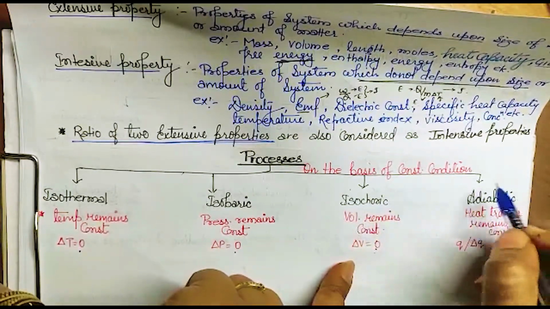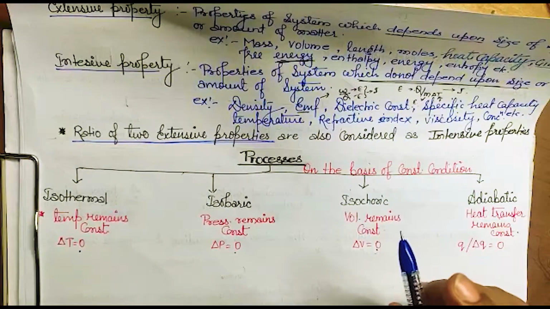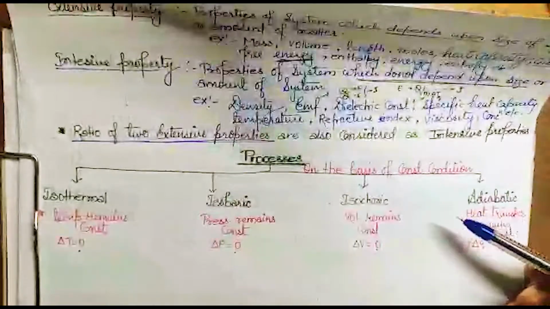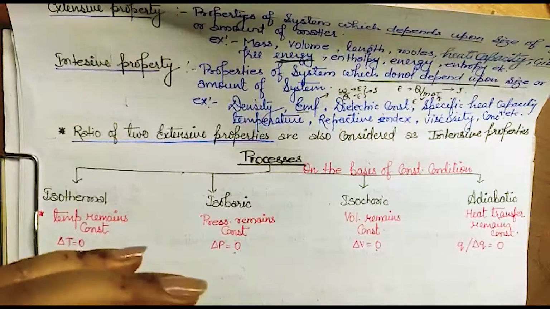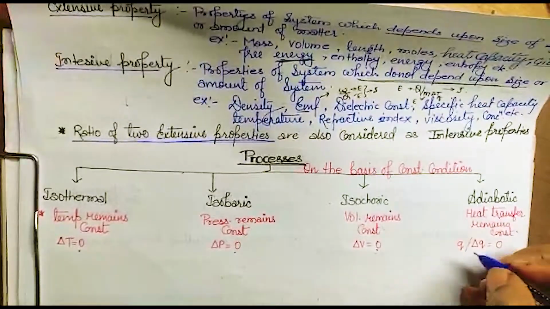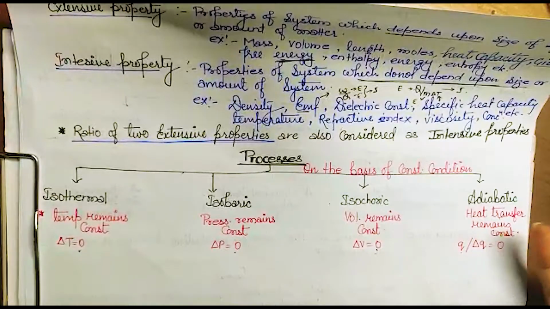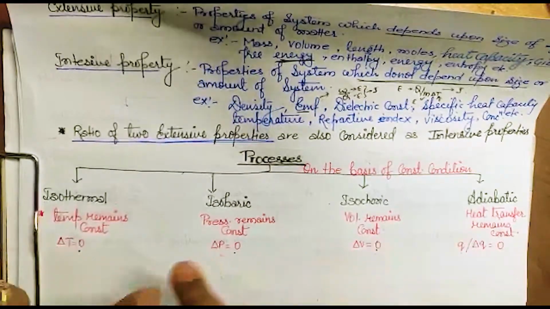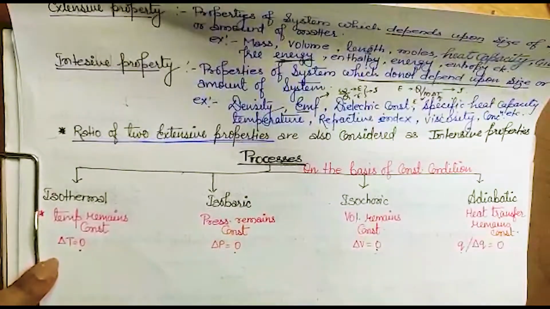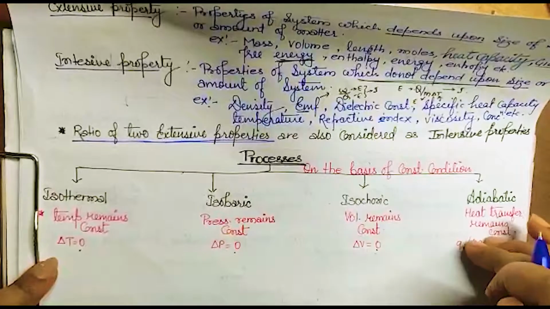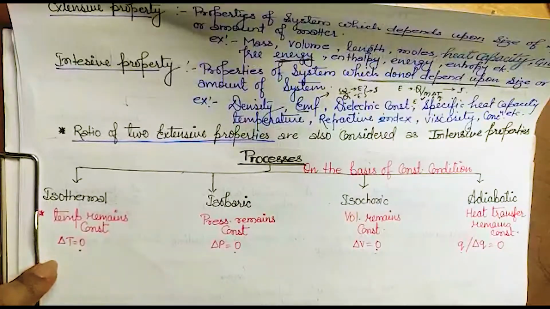And adiabatic, right now also I have explained in the previous sheet, there will be no heat transfer. So Q is 0, delta Q or Q you can say, that means no heat transfer is happening. Either you can say Q or delta Q, it's okay, both are the same here, that will be 0. Understood? This is a very important point, because on these things we have to solve the numericals, so it should be clear in your mind.